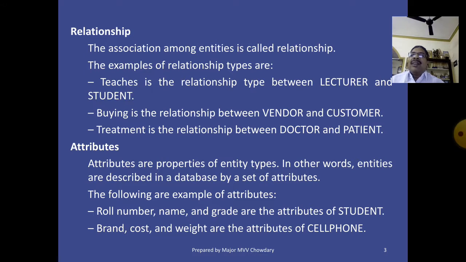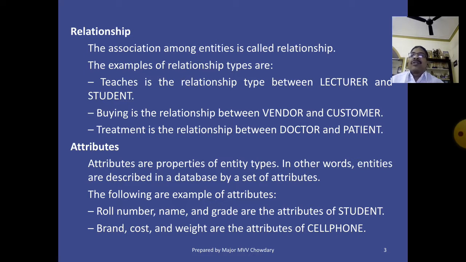Roll number, name and grade are the attributes of student. Student is the entity. In that, roll number, name and grade: these all are attributes of the particular entity student.